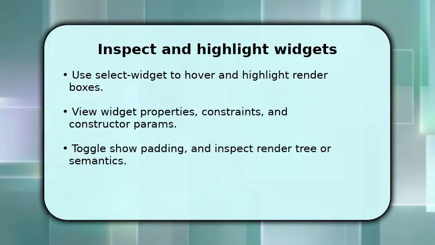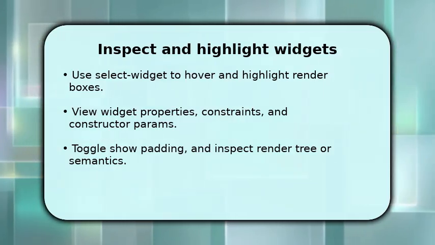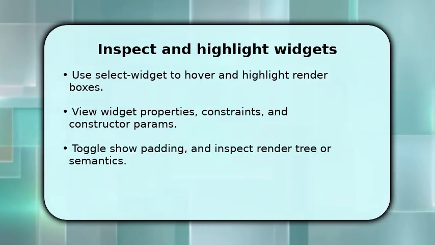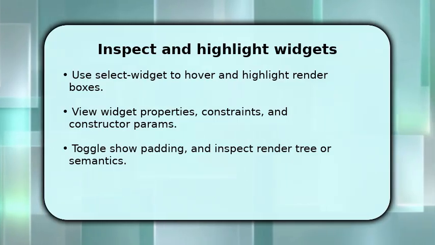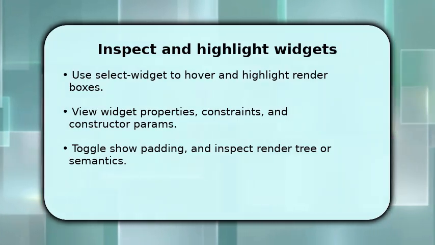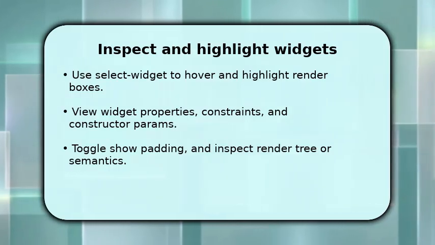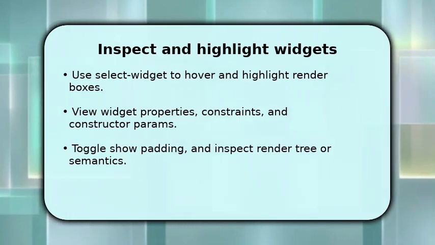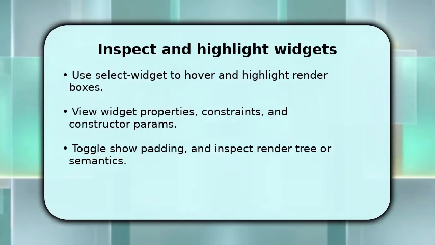Once connected, use the Select Widget, the pointer icon, to hover over UI and see highlights for render boxes and padding. You can click an item to open details, constructor arguments, current property values, and layout constraints. Make sure to expand the diagnostics node to inspect children, keys, and stateful element info. If you need to diagnose layout shifts, use the render tree or toggle visual overflow indicators. These steps let you connect what you see on screen with the underlying widget composition.